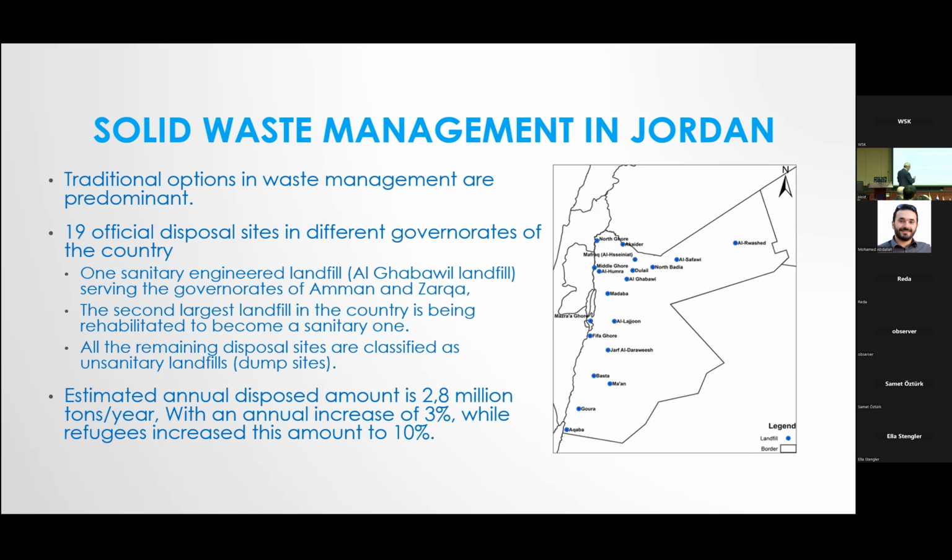And so we have this Al Ghabawi landfill here nearby Amman. And we have in the north, where I am living, Al Akader landfill, which is also being converted to a sanitary landfill in recent years. The estimated annual disposed amount is 2.8 million tons per year, with an annual increase of 3%, while refugees increased this amount to 10%.